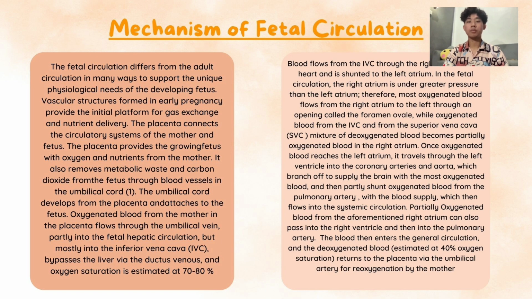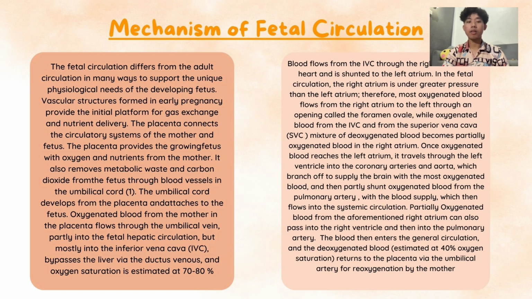And now I would like to explain the mechanism of fetal circulation. The fetal circulation differs from the adult circulation in many ways to support the unique physiological needs of the developing fetus. Vascular structures formed in early pregnancy provide the initial platform for gas exchange and nutrient delivery. The specialized circulatory structures required for systemic circulation developed later in pregnancy to support the metabolic demands of the fetus before birth.